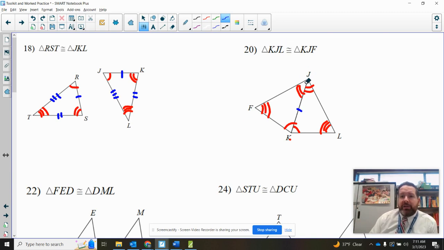Now, JL has to match up with JF. Last two letters over here, last two letters over here. And then finally, FK, that's going to be first and last letters, has to match up with LK, first and last letters.